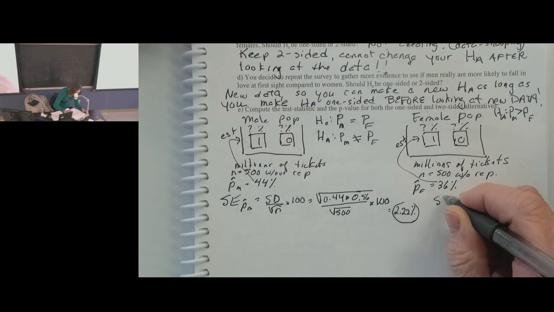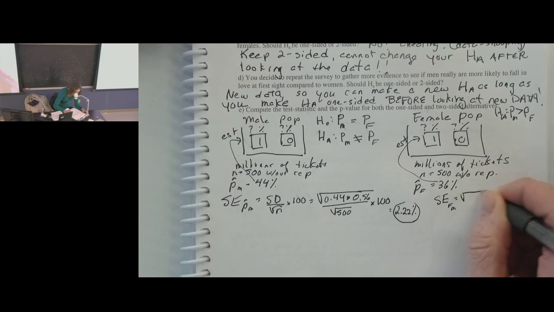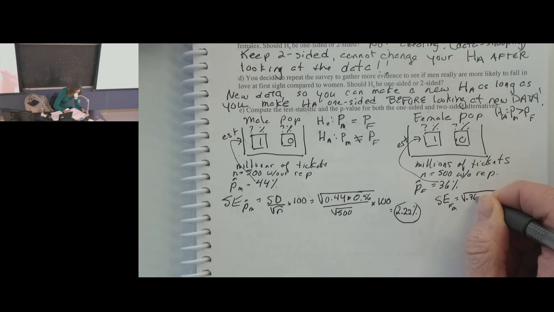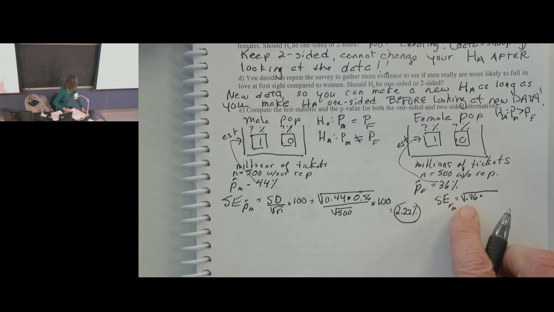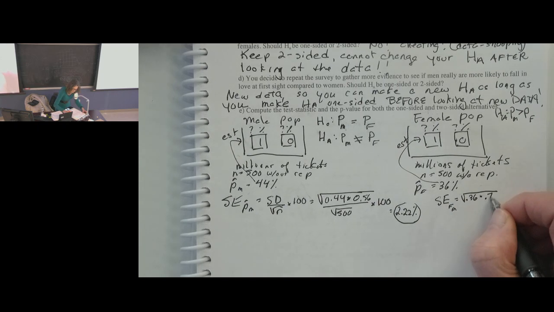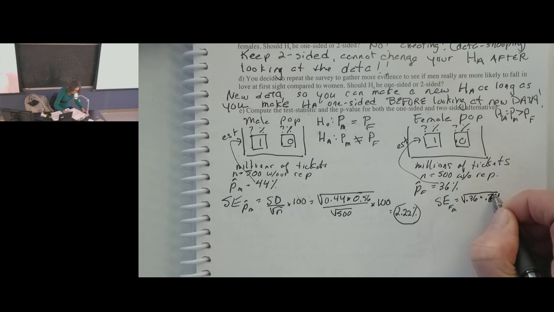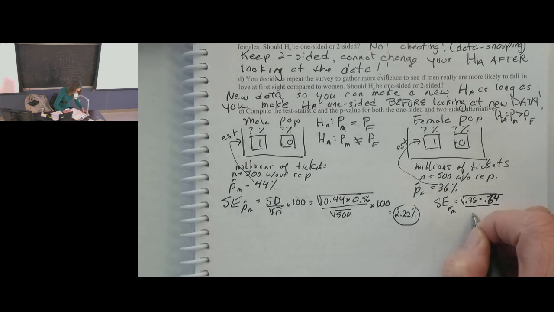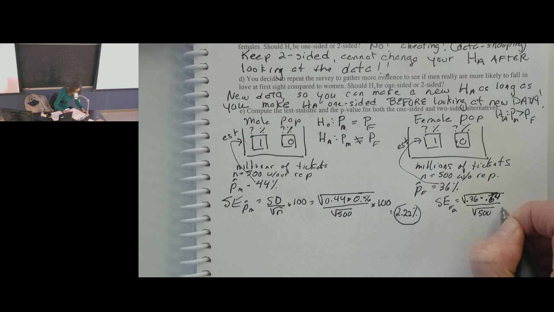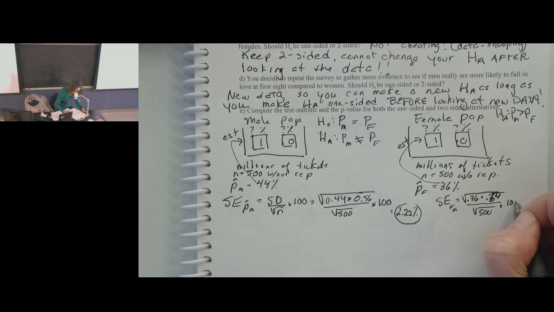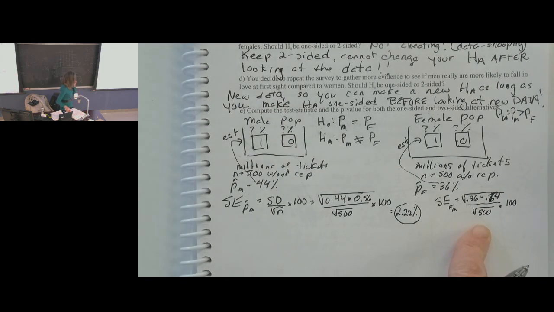And we'll do the same for the females. So you can get females, and it will be the square root of 0.36, and I have to make it add up to 1, so it's times 0.64, over the square root of 500, times 100. Now they have the same n.